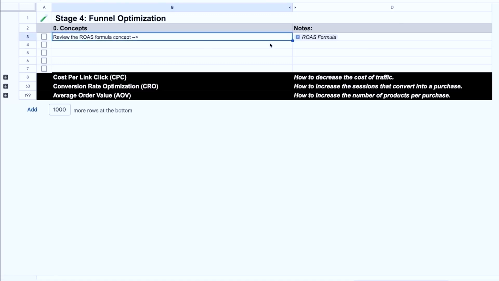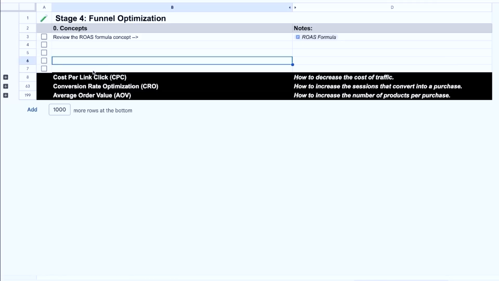So now that we've gone through the ROAS formula, we've completed the first step of our funnel optimization checklist. And now we're going to move into the step-by-step guide, about 205 steps in total, that will walk us through the variables and changes that we can make, or at the very least steps we can entertain in order to improve each one of these main metrics. So it's our cost per link click, our conversion rate optimization, and our average order value.